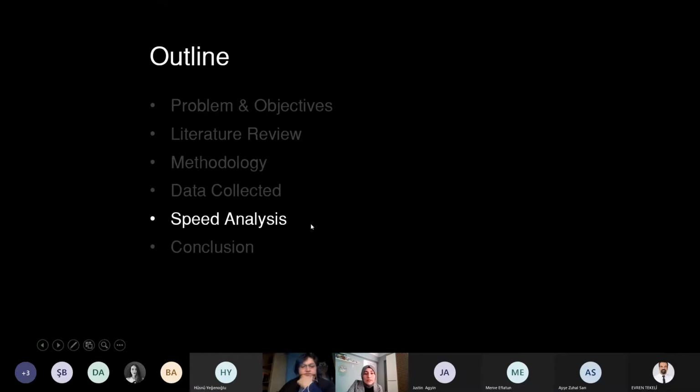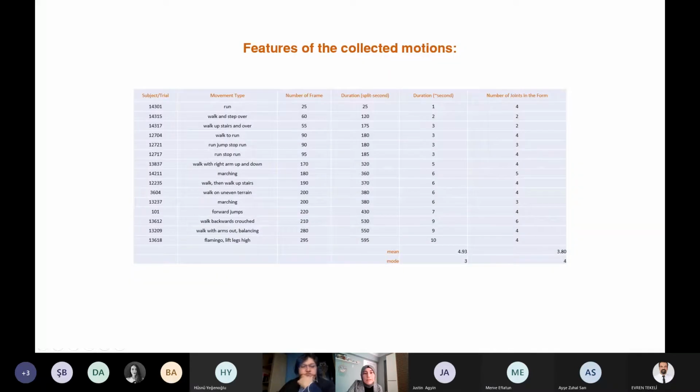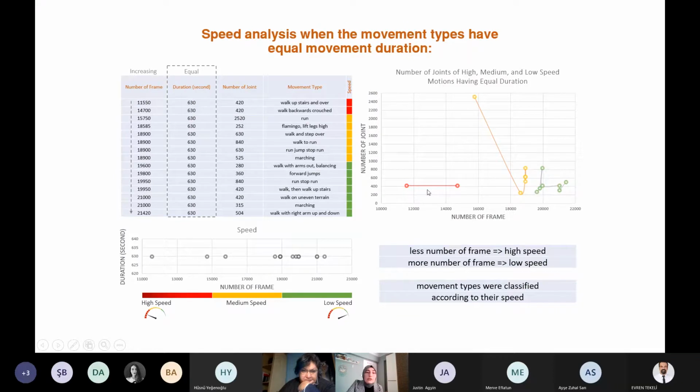Now I'm going to present the speed analysis. These are the features of the collected motions: movement type, number of frames, duration, and number of joints in the form. In other words, how many pieces the form is split into. I wanted to make a classification of these movement types according to their speed. So the aim of the study at this stage was to understand how the speed of motion affects the number of joints of the form. I wanted to make a generalization on it.